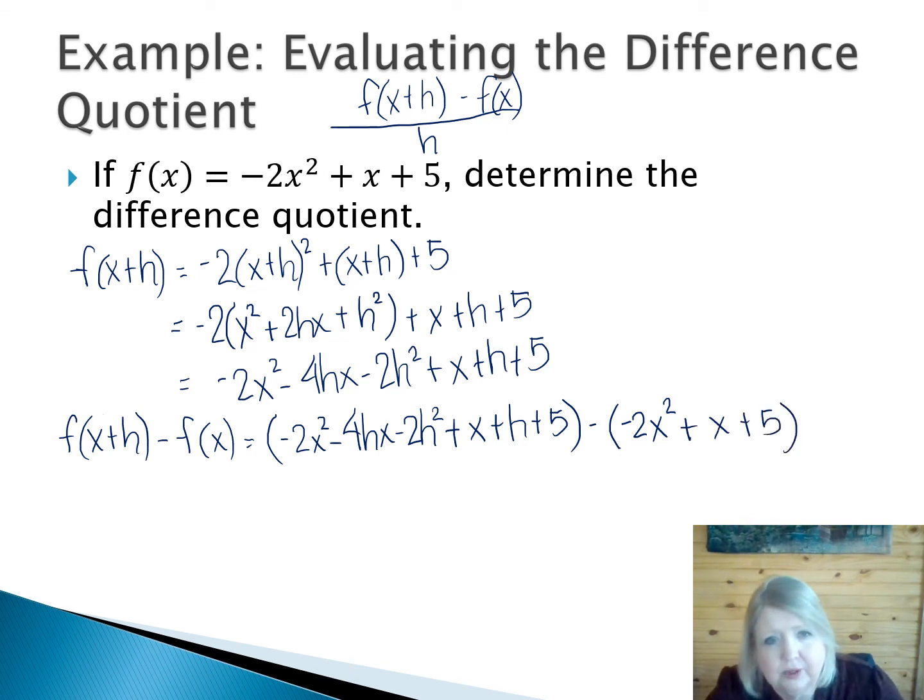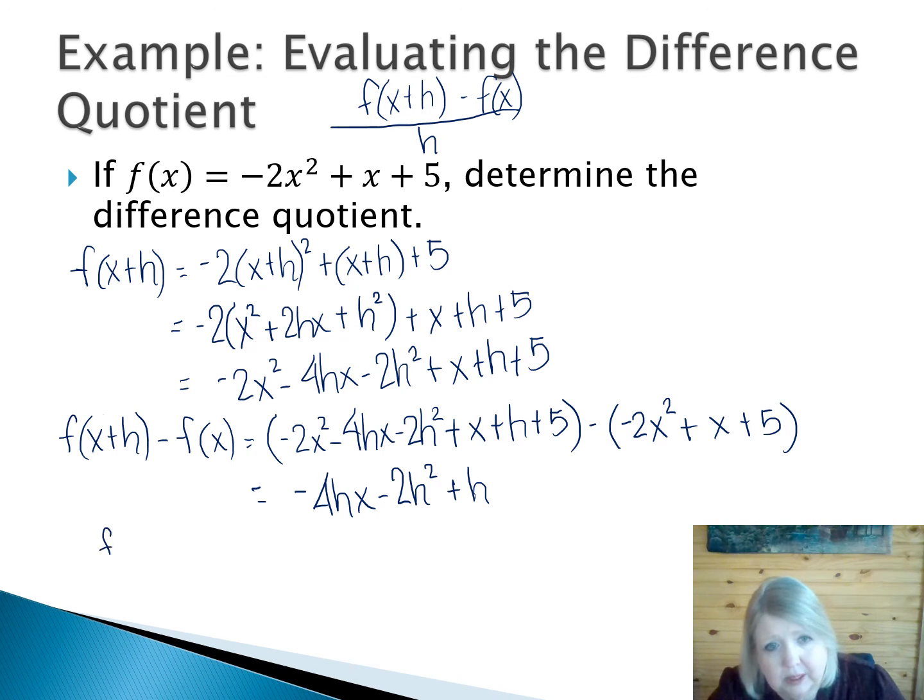Then I go through and do the subtractions. Negative 2x squared minus negative 2x squared is 0. Negative 4hx had no like terms to combine with. Negative 2h squared had no like terms. But x minus x is 0. h had no like terms. And 5 minus 5 is 0. Again, notice that my numerator, when I complete it, every term has an h.